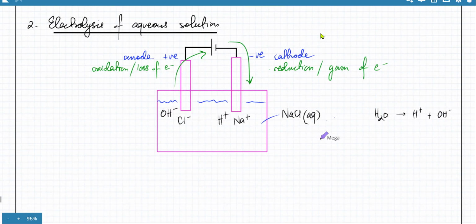Yes. I said now there's a competition. Who's going to gain electrons? Would it be Na plus 1 or would it be H plus 1? So how do you decide? The way you decide is the different substances have different tendencies to gain electrons and lose electrons.